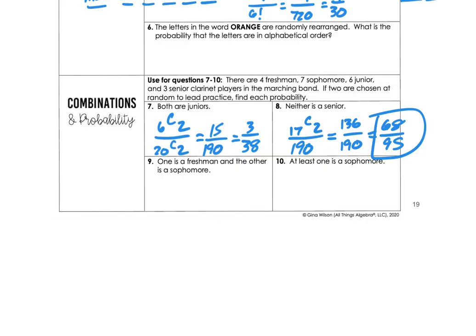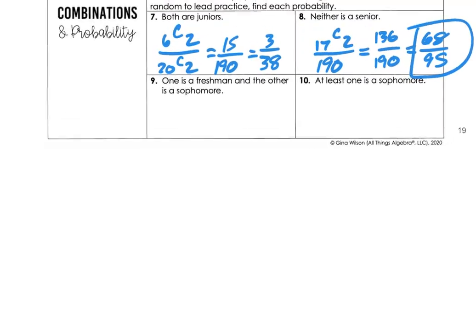I probably would do these each individually. Some people like to try to put this whole thing in at once, and most of your calculators probably would do that, but I think there's more errors that could be made if you try to do it that way. All right, number 9 is a little bit tricky.